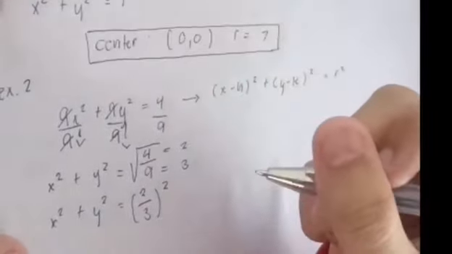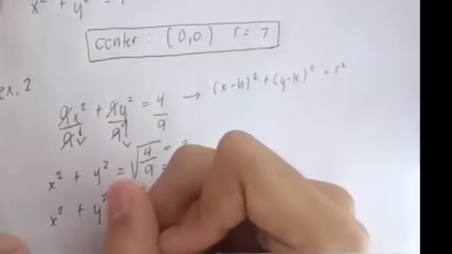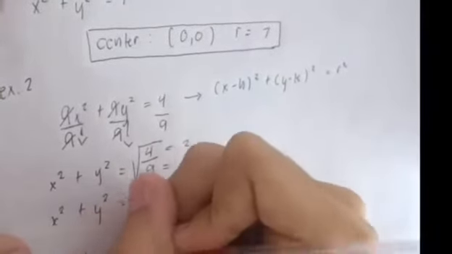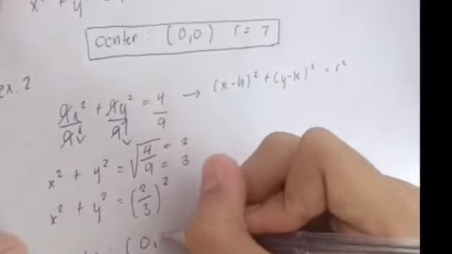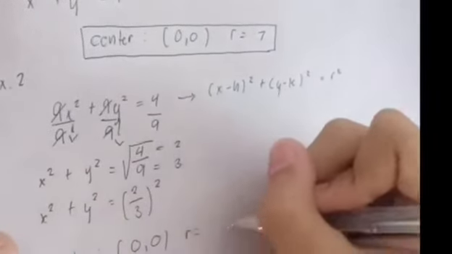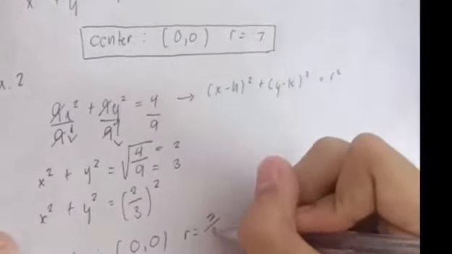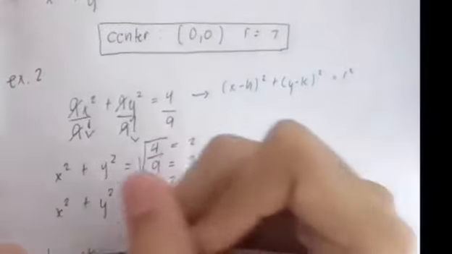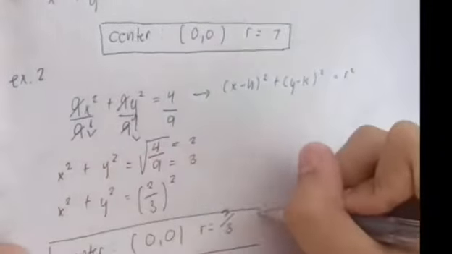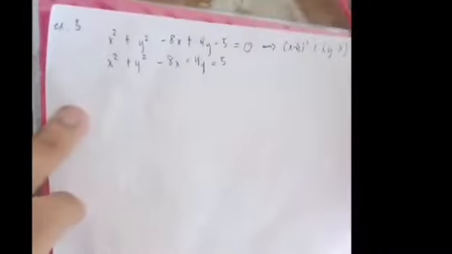So now let's get the center. Since we don't have h and k, our center is 0, 0, and our radius is 2 over 3. And this is the center and radius of the circle in example number 2. Let's proceed to our last example. Our equation is the general form of a circle.